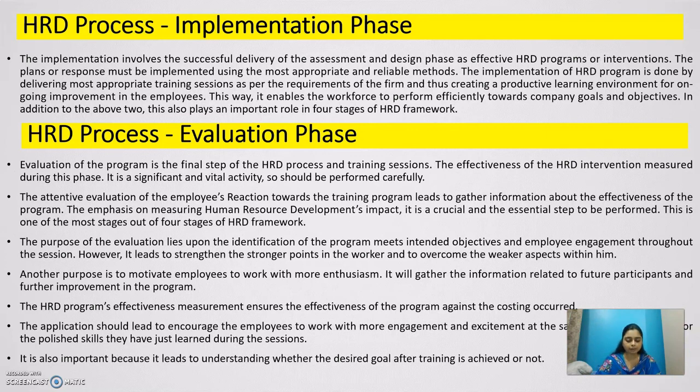So when we talk about implementation phase, once the training need and goals are decided, the implementation of the training program will begin. So implementation includes on the job training, off the job training, apprenticeship training, internet based training, etc. So it is you who have to decide about the way of implementation of your training and development program. And last is your evaluation phase.